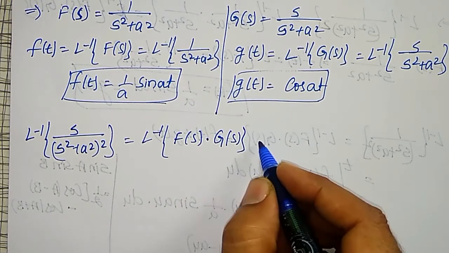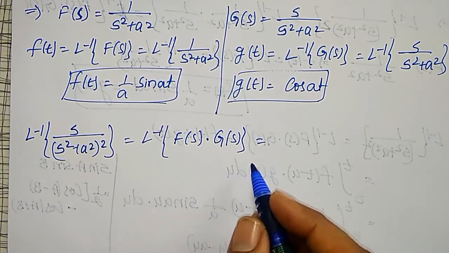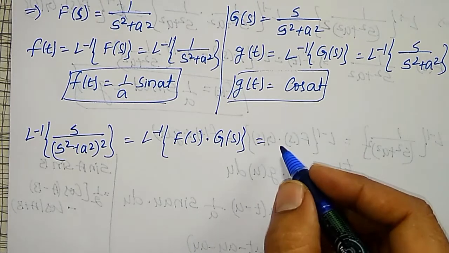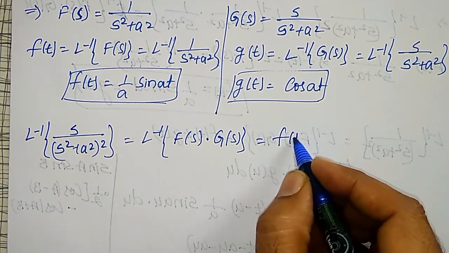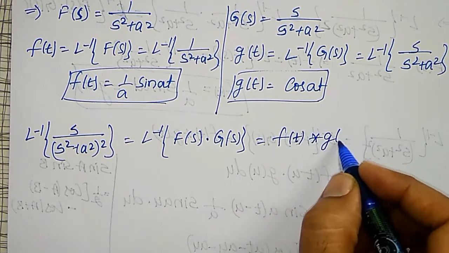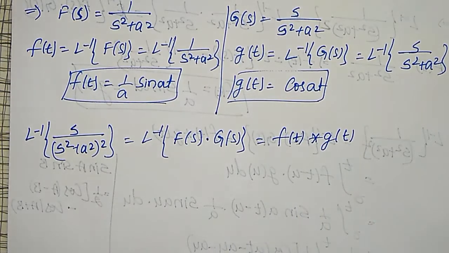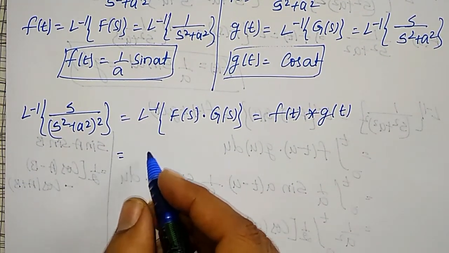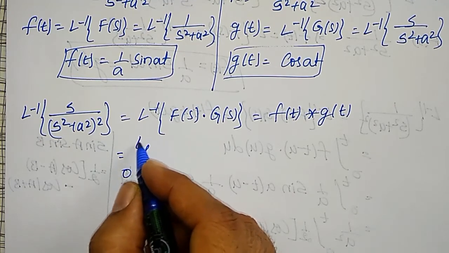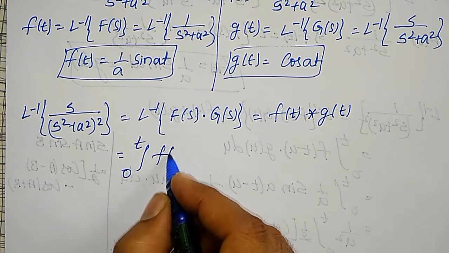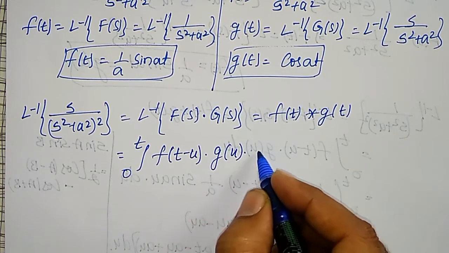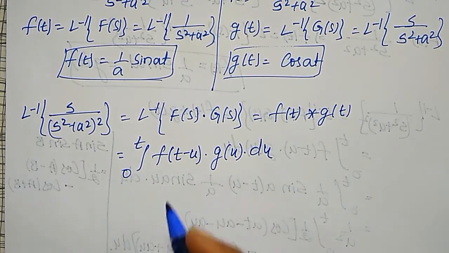We can split it into two terms, and this one I can write as the convolution f of t convolution g of t, with an asterisk. Okay, it is one of the operators. Now what does that operator define? That is the integration from 0 to t of f of t minus u into g of u du. These two substitutions I have to do.